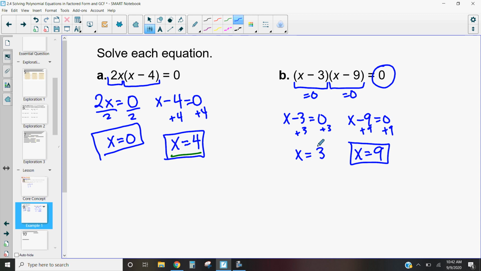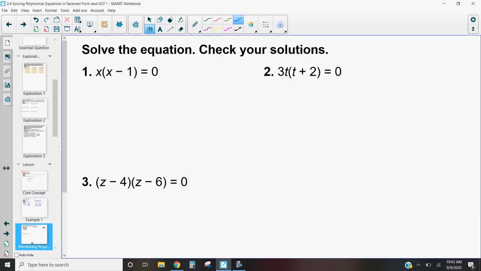So notice how this is kind of like the conjugate pair. If I have an x minus 3, the solution to that is going to be a positive 3. If I have a plus 3 in there, it's going to be a negative 3. We're just solving that solution and setting them equal to 0. And we can do this regardless of what we have.